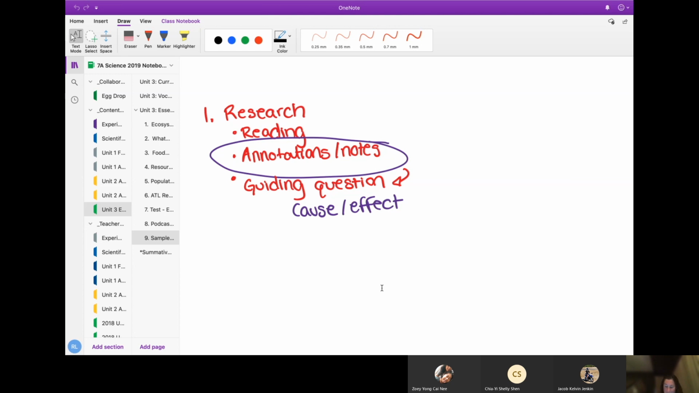That's the research step. Once you've done the guiding questions, you can start to form an argument or an explanation. And in science, we construct our explanations in a certain format. We use that CER format.